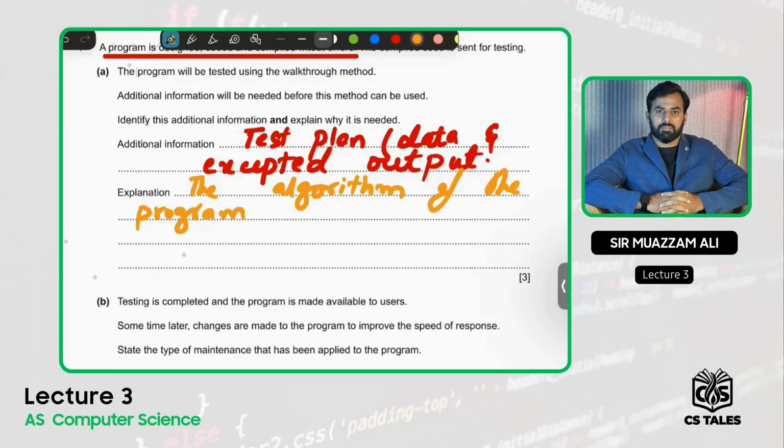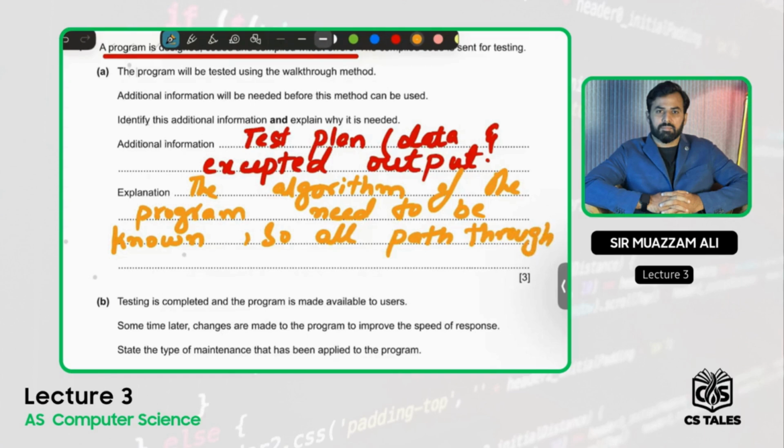The algorithm of the program, or you can say the design of the program, the structure of the program, needs to be known. So all paths through the program can be tested. For 3 marks, it will be enough.